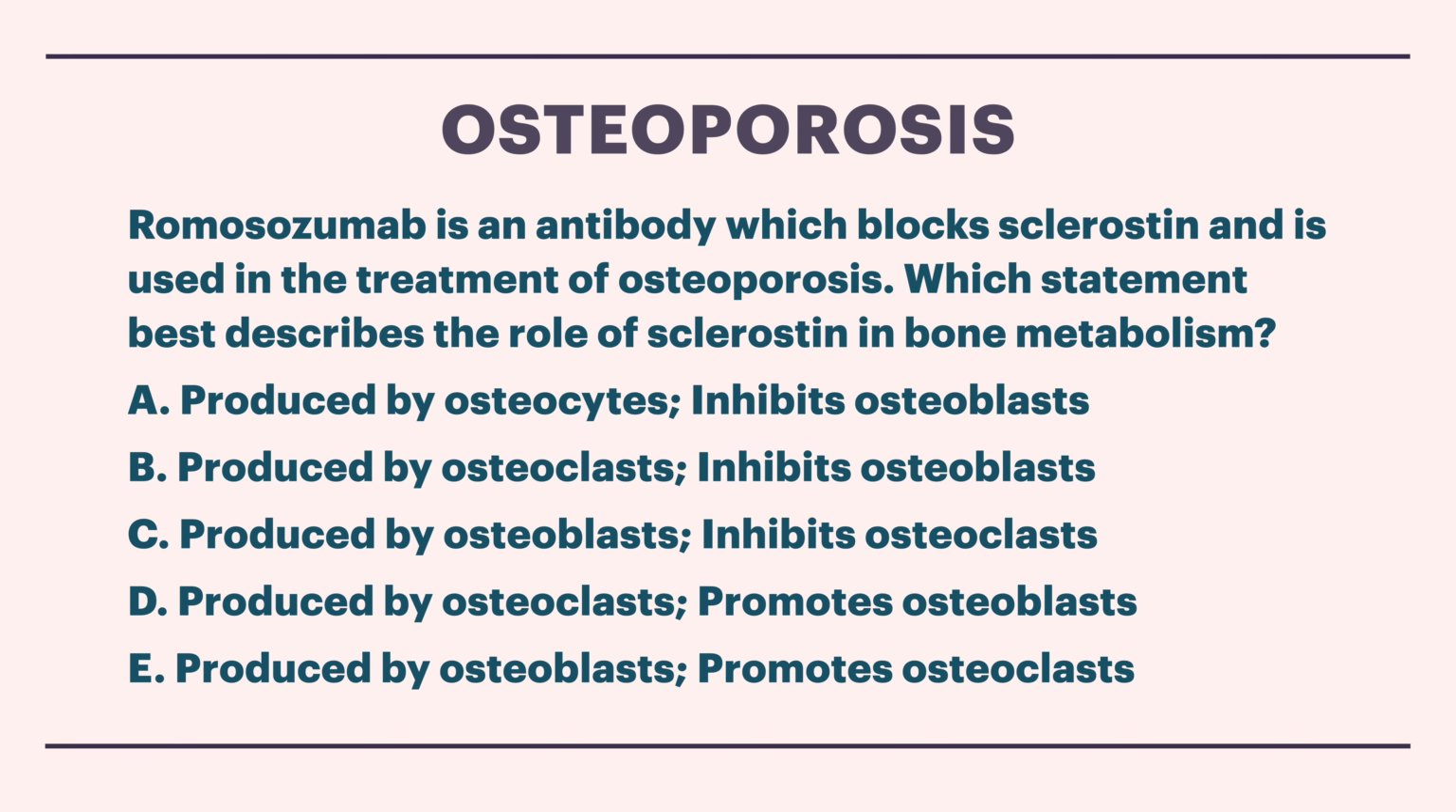It's an osteoporosis question. Romosozumab is an antibody which blocks sclerostin and is used in the treatment of osteoporosis. Which statement best describes the role of sclerostin in bone metabolism? A. Produced by osteocytes, inhibits osteoblasts. B. Produced by osteoclasts, inhibits osteoblasts. C. Produced by osteoblasts, inhibits osteoclasts. D. Produced by osteoclasts, promotes osteoblasts. Or E. Produced by osteoblasts, promotes osteoclasts.